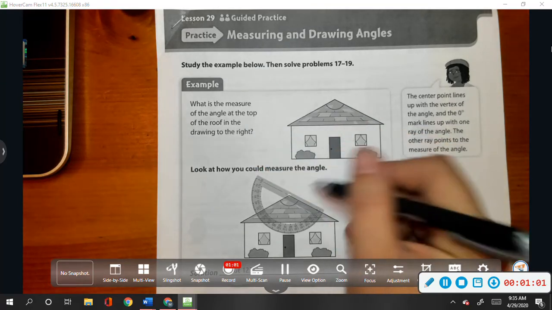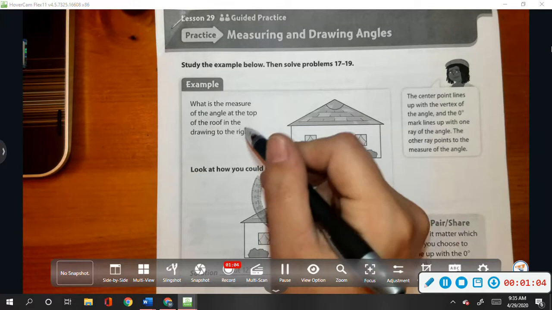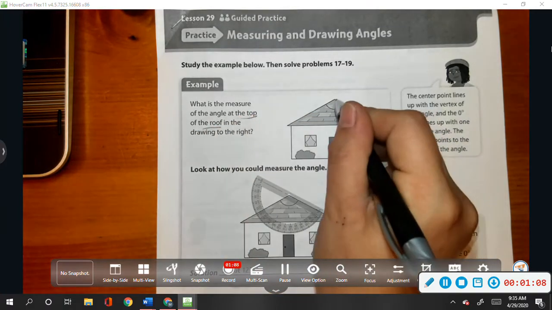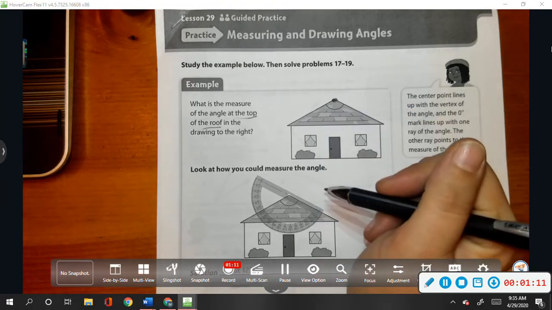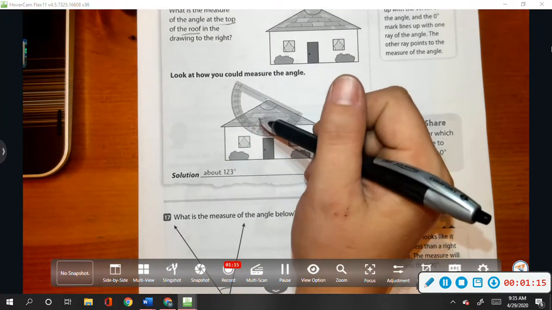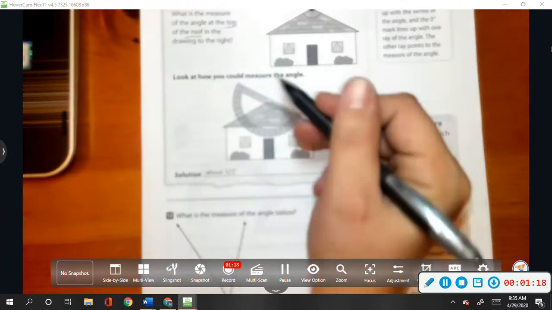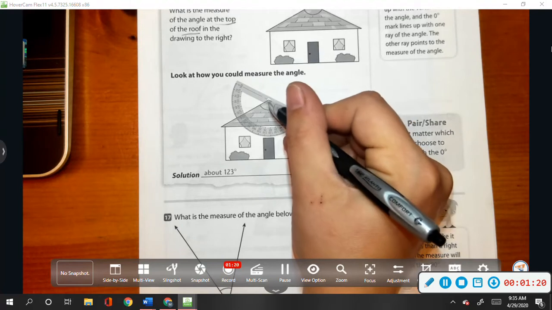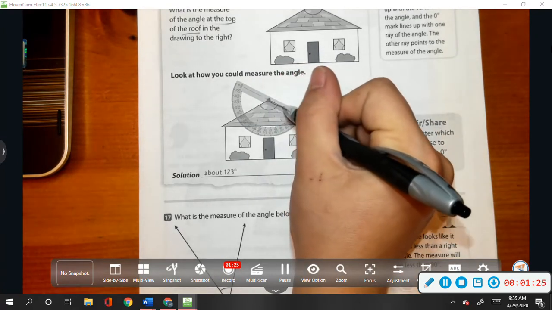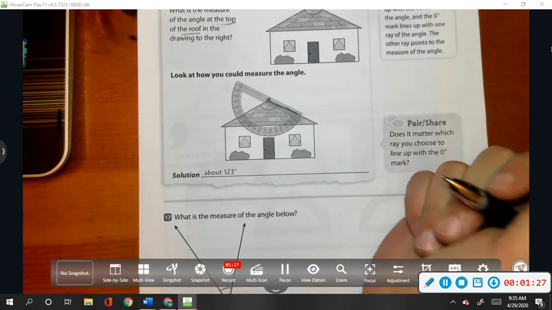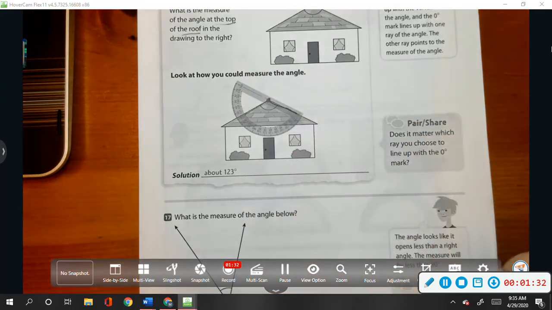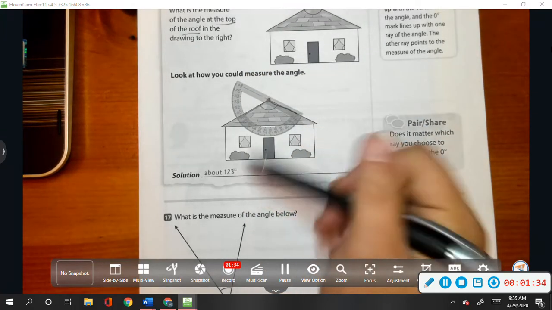So we have a couple different angles in this picture, but they're wanting us to look at the angle at the top of the roof, right here. So this would be our vertex. And if we had a protractor, what we would do in order to make this easier to read, we would flip our protractor around. That way that vertex is right in the center. And we have one ray going straight to the 0 degrees or the 180 degrees. And then the other ray is pointing to our angle measurement, which is about 123 degrees.